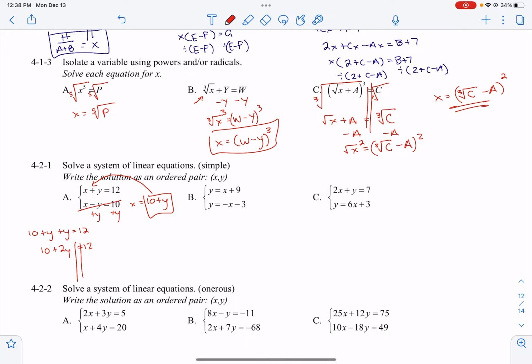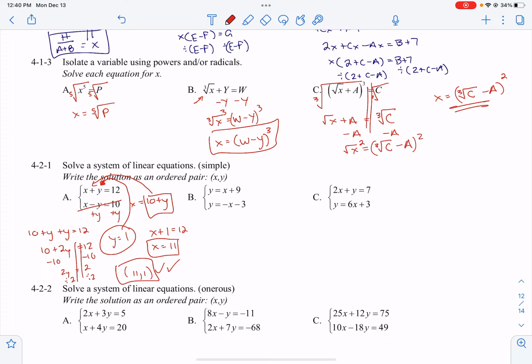So when I do my railroad tracks and minus 10 from both sides, I get 2y equals 2. And then when I divide by 2, y is equal to 1. Once I know my y value, I can plug it in where y is at. So x plus 1 is equal to 12. So x equals 11. So I have an x and a y, so my answer is 11 comma 1. That would be my final solution.